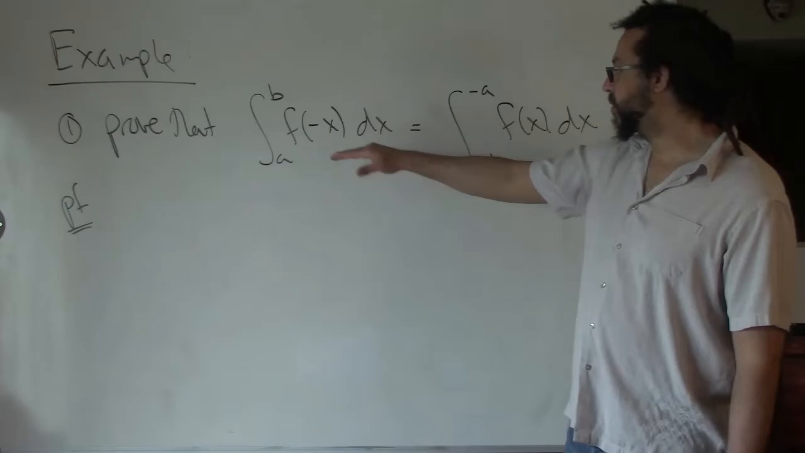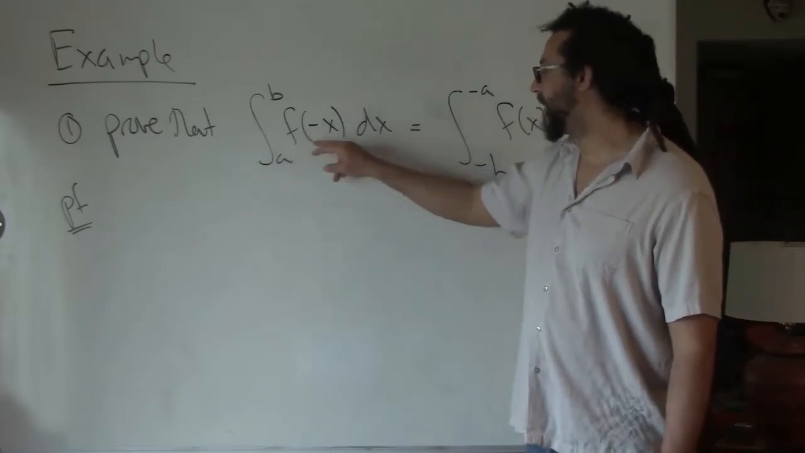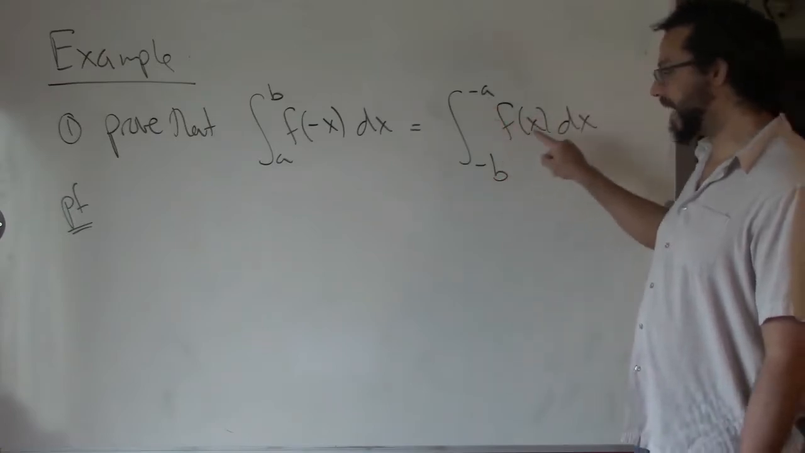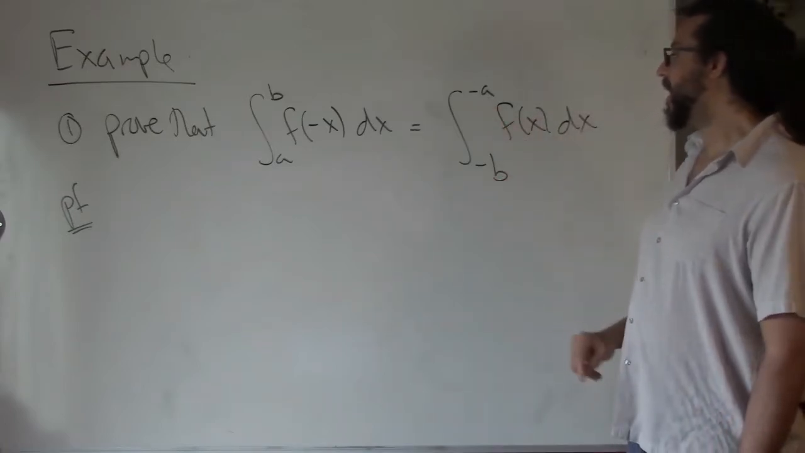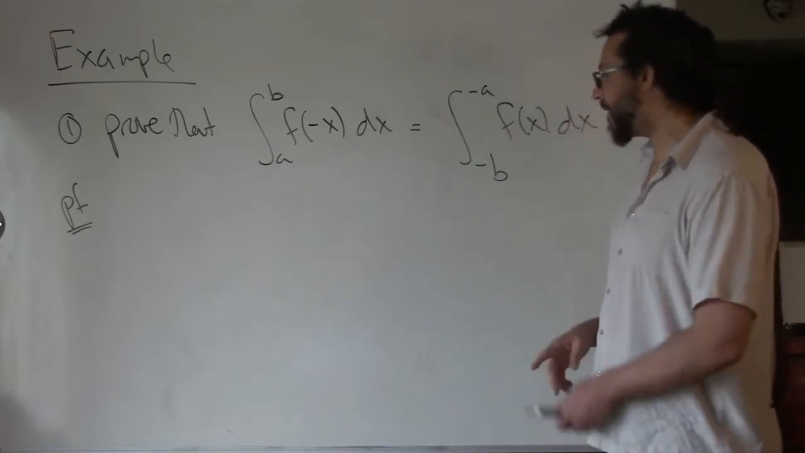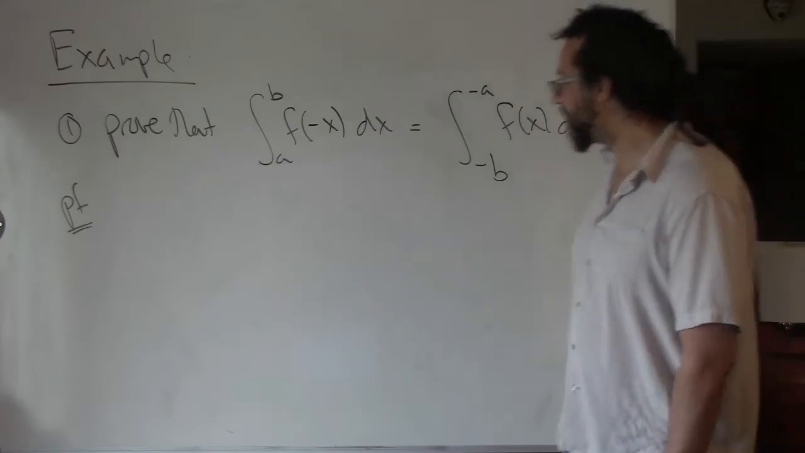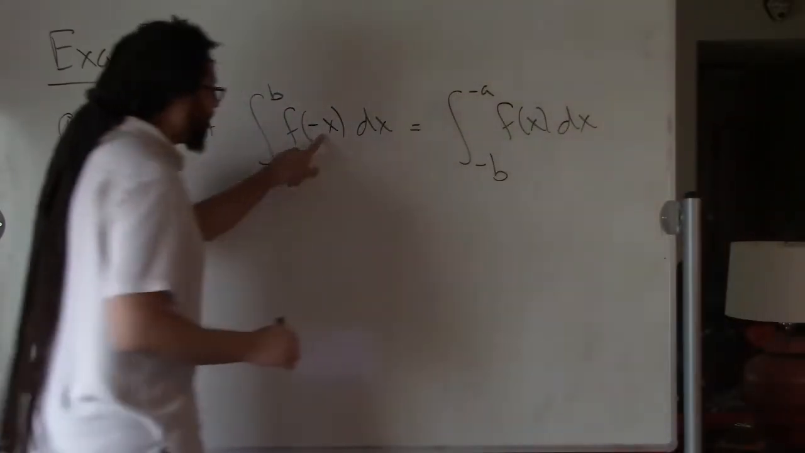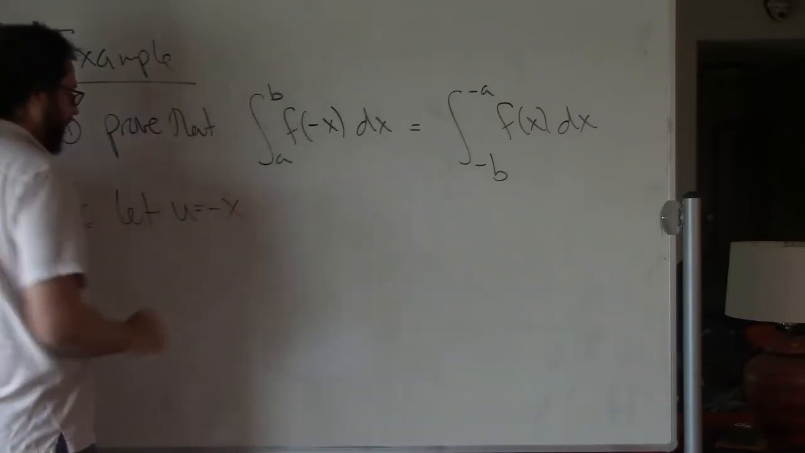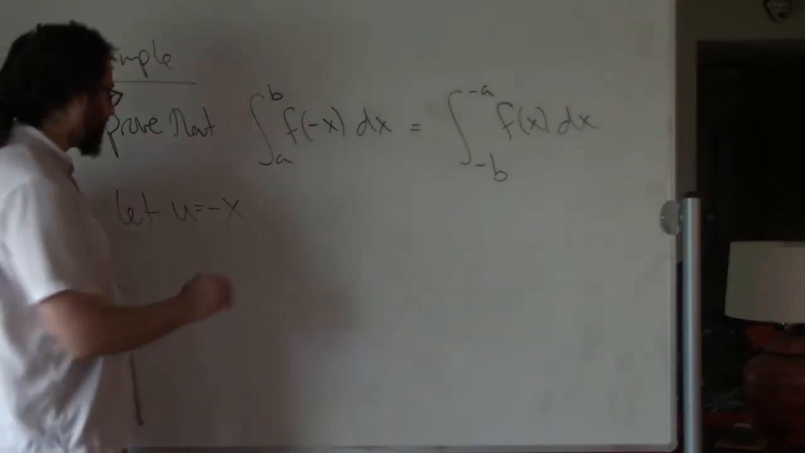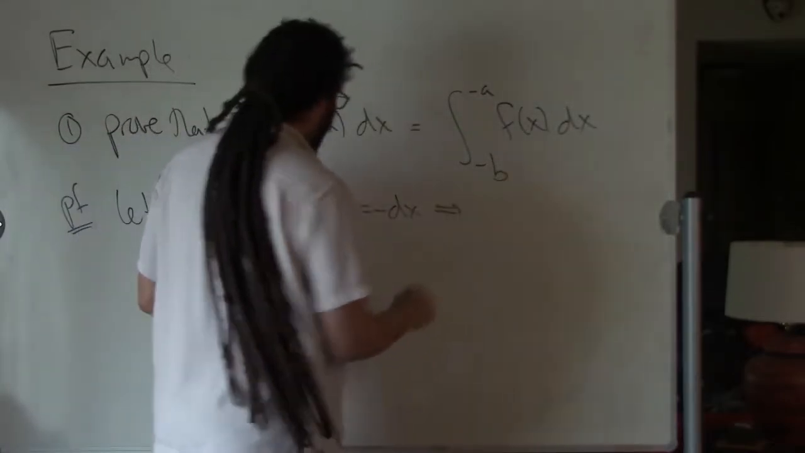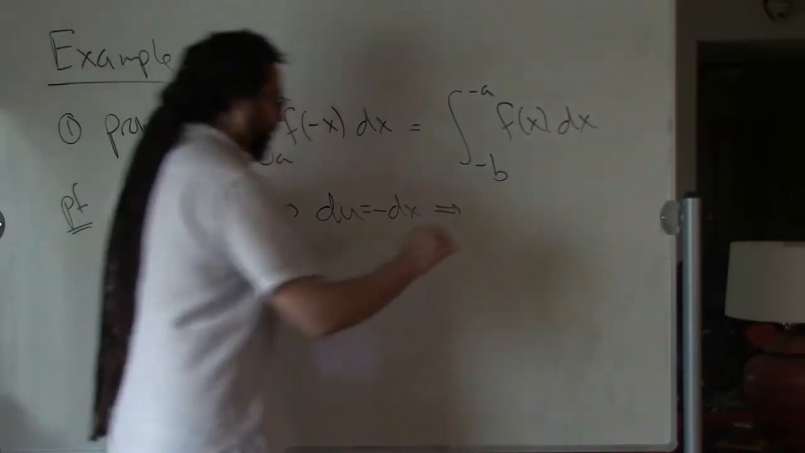All right, let's prove that the integral from a to b of f of negative x dx is equal to the integral from negative b to negative a of f of x dx. And so we want to do this using u substitution, and we don't want to have to use a limit of Riemann sums. So I'm just going to let u equal negative x. And then I'm going to run the usual differential program. So now that means du is equal to negative dx. And so that means that negative du is equal to dx.